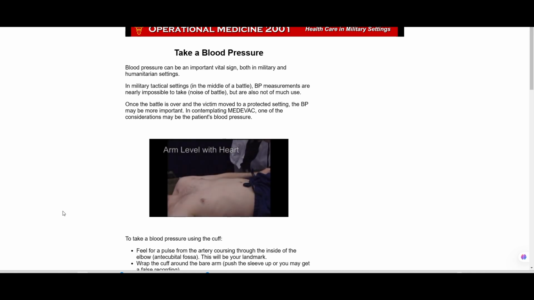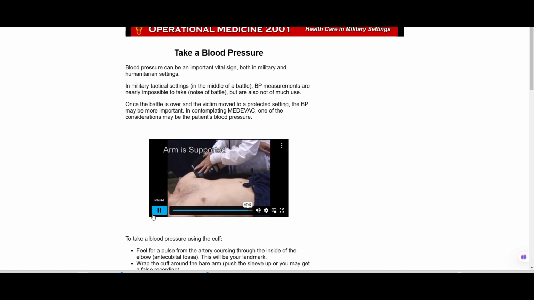The patient's arm must be at the level of the heart. If the arm is below the heart, falsely elevated pressures are obtained. If the arm is above the heart, falsely lowered blood pressures are obtained. The arm should be supported during the entire procedure to prevent elevation due to muscle contractions used to maintain the position. The cuff and stethoscope should be placed directly on the skin.